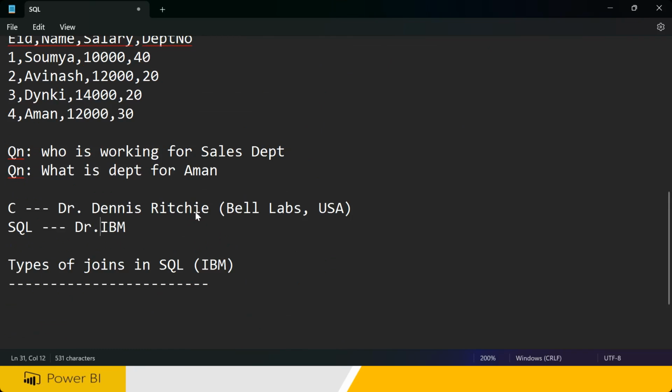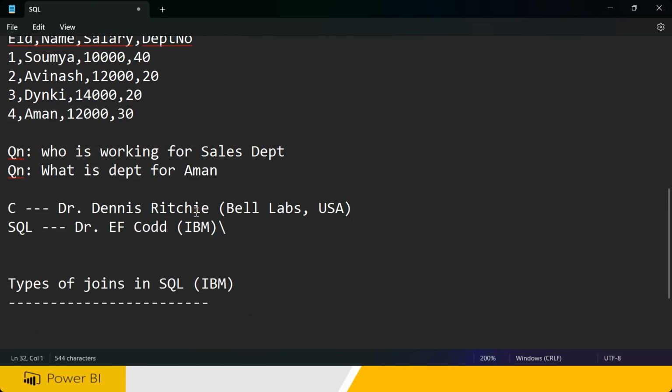Dr. E. F. Codd, I have told you in SQL, right? Correct. E. F. Codd, working for IBM company. This guy invented it. Now tell me who invented Hadoop. Hadoop invention, big data. Big data, if I want to store a large amount of data. Or before that, who invented data warehousing? Somebody has to invent it, right? Who invented this?